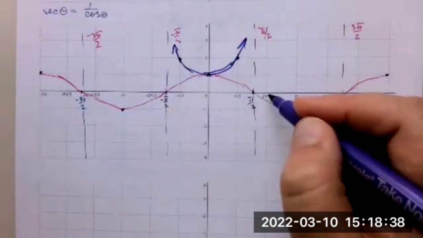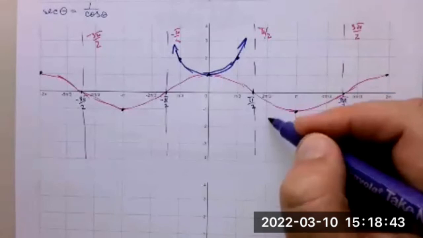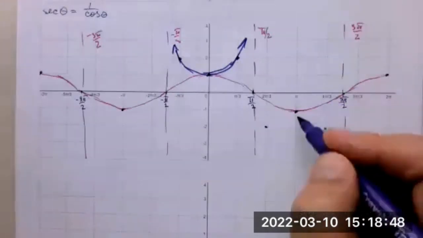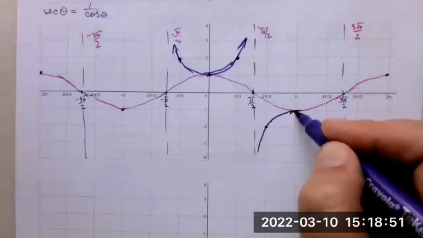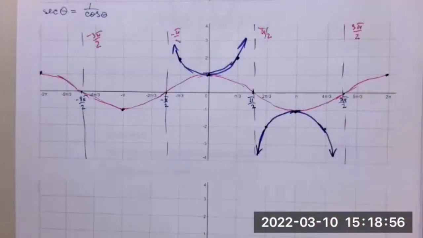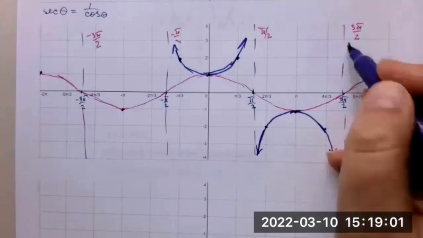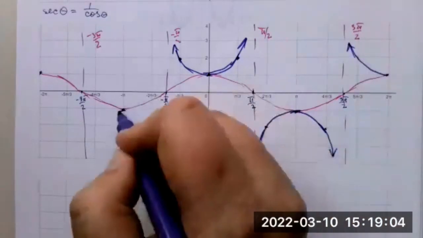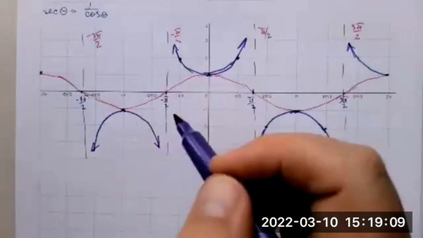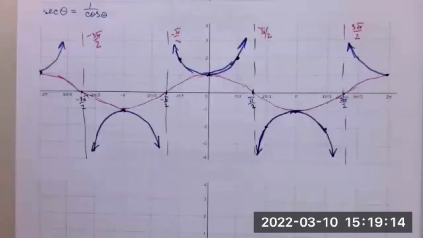For 2 pi over 3, the function value is negative 1/2. So 1 divided by negative 1/2 is negative 2. 4 pi over 3, same thing. So this is how our graph of the secant function is going to look. And of course, we're going to extend this reasoning, and there you go. This is our graph of the function secant theta.